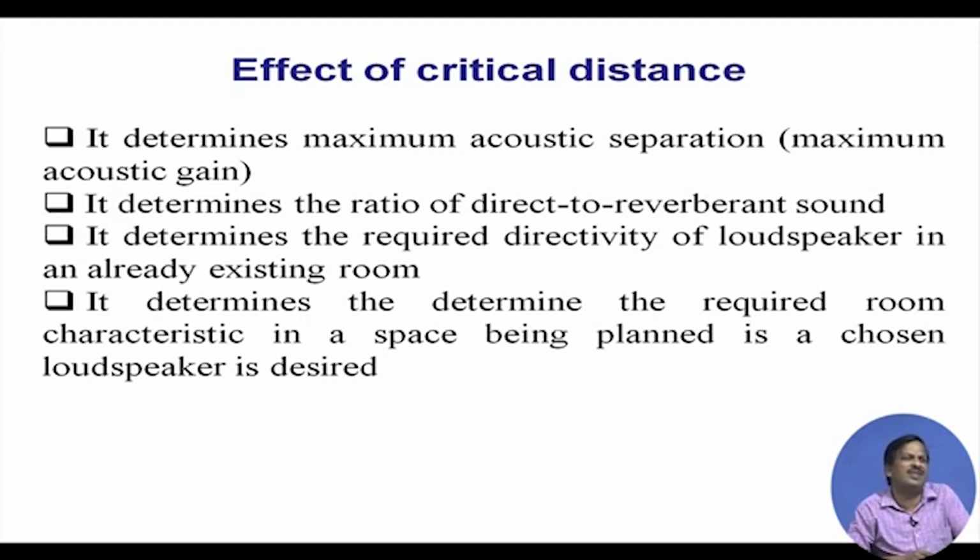Then the effect of critical distance, it determines the maximum acoustic separation, it determines the ratio of direct to reverberant sound. So, this is a very general statement, but critical distance is very important for placing the microphone when I put a loudspeaker, and also the distance between the microphone and loudspeaker is very important. So, when I design an auditorium, I should know what the critical distance is for that auditorium. If I only place the speaker in the front wall, then calculate the critical distance. Then once you know the critical distance, you know the reinforcement required for that auditorium.